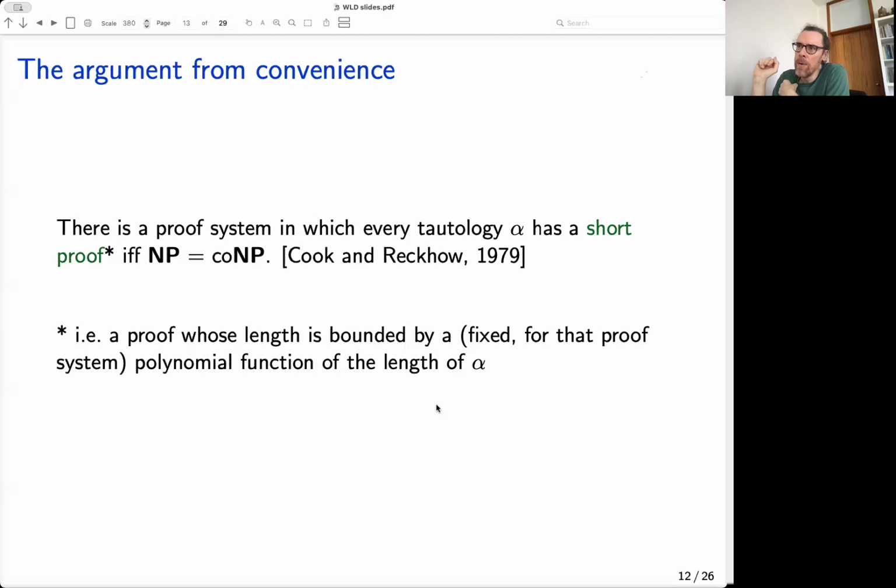The point to note is that this result wouldn't be true if it weren't part of the meaning of proof system that the proof checking procedure is polynomial. Then the theorem as stated would not be true. So the first argument is: it's just convenient in this literature. Instead of every time we want to state a result like that having to add the words, there is a polynomially checkable proof system in which every tautology has a short proof if and only if NP equals co-NP, we just say that by proof system we mean polynomially checkable proof system.